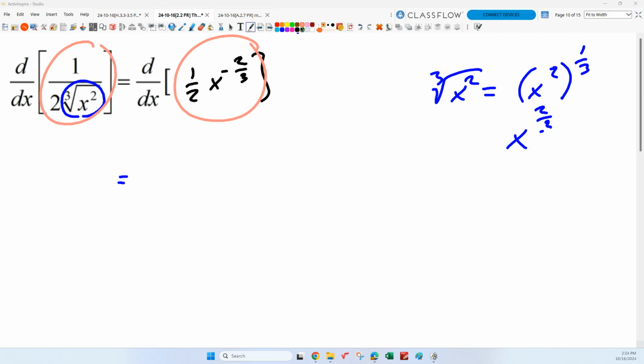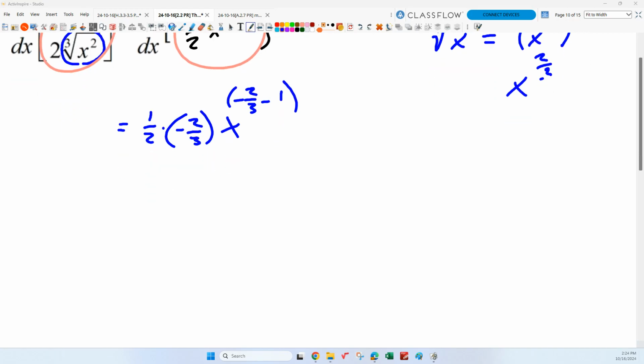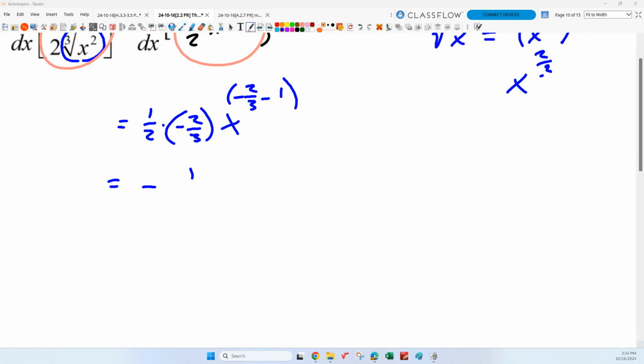So what's my coefficient going to be? Negative 1/3. How come? Because I've got 1/2. Because look, it's right there. 1/2 times negative 2/3 out front times x to the negative 2/3 minus 1, which is what? Negative 5/3, yeah. So we get negative 1/3 x to the negative 5/3, right?